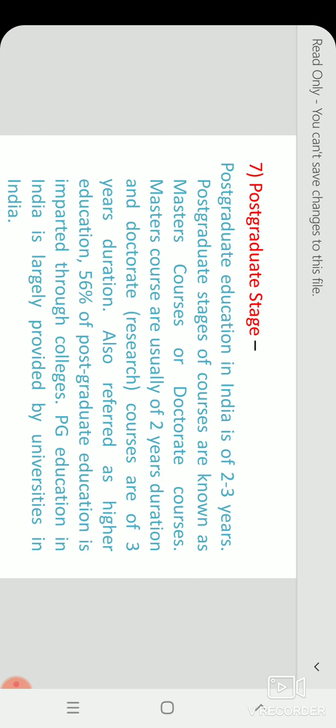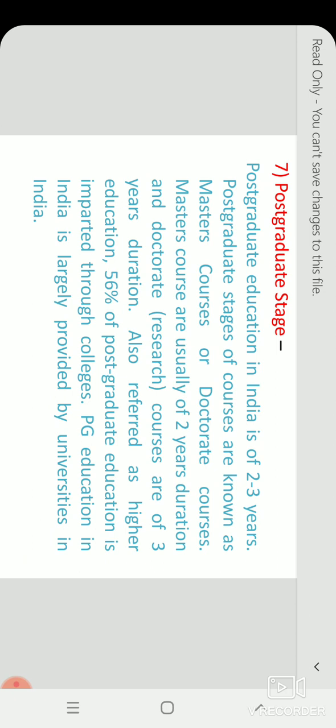Next stage, postgraduate stage. We know that postgraduate, PG, in the Indian system is 2 to 3 years. Postgraduate stage courses are known as master's courses. Master's courses are usually of 2 years duration. Doctorate course, that is research, is a duration of 3 years. PG education caters largely to a specific field or subfield of any preferred discipline.